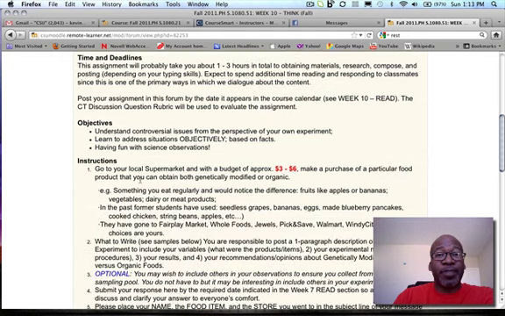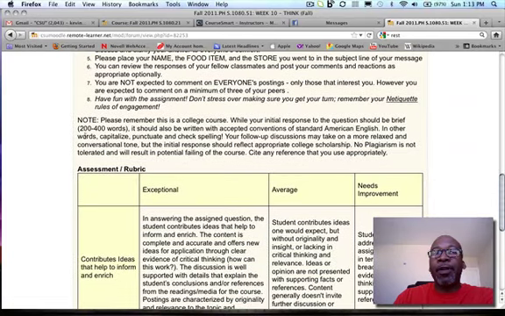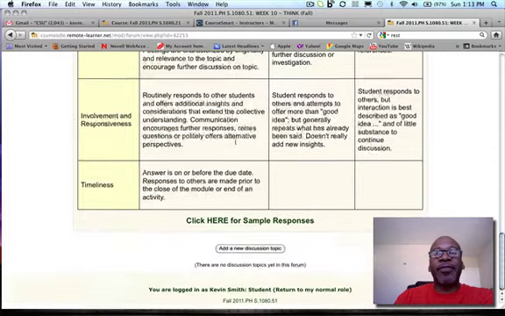Here are your specific instructions, and if you want to, here's your rubric. I'm looking for 200 to 400 words. I'm looking for a good write-up, people, not some bullet points, some good write-ups. And then here's your rubric as far as how I'm going to grade that, 15 points.